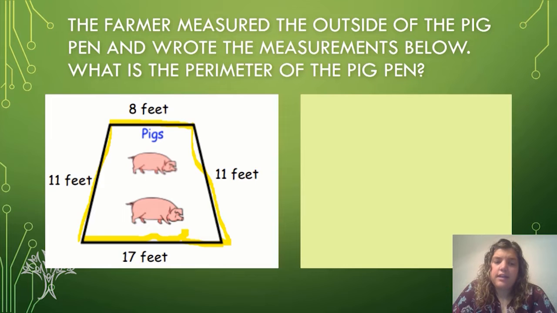Hopefully, you've decided that you need to add those 4 numbers together. Now let's look at those 4 numbers and see what we have in common. I have a 17, and I'm going to start with that 17. Then I have 2 11s, and I know that if I double 11, I get 22. So I'm going to do 2 groups of 11, and that gets me to 22.